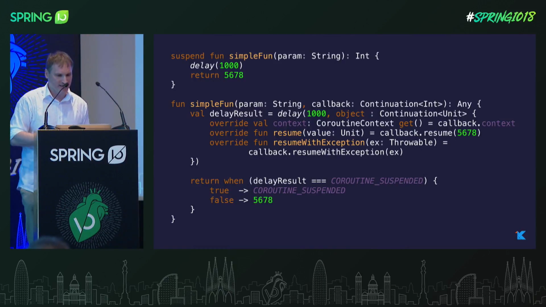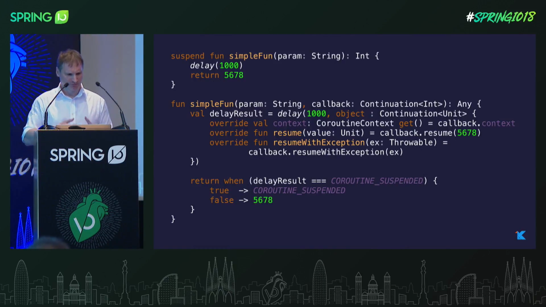So here we have a simple example. We have a function which just delays for a second, and later it just returns some constant value.